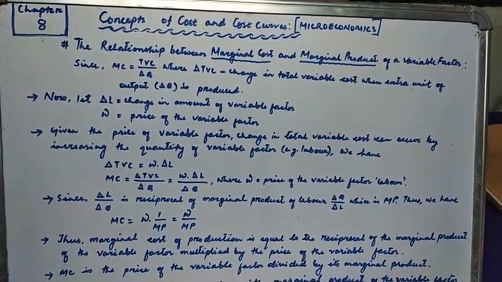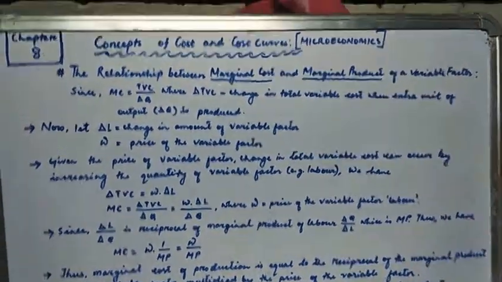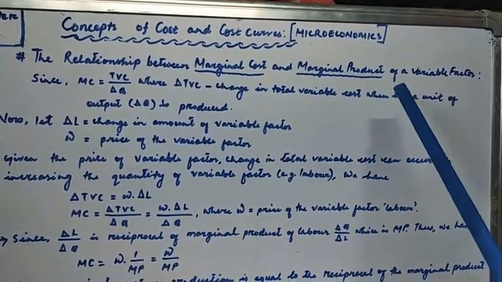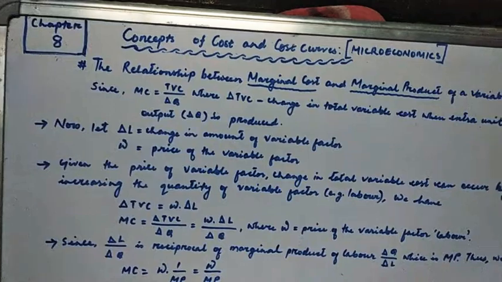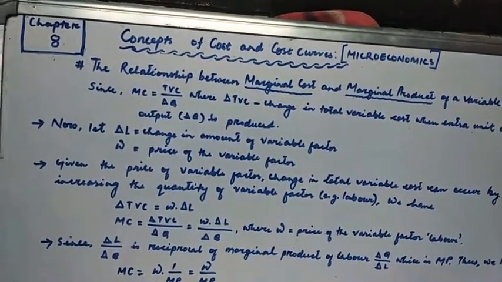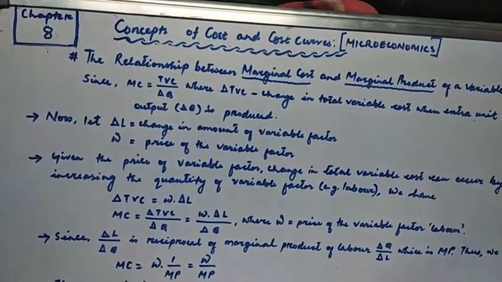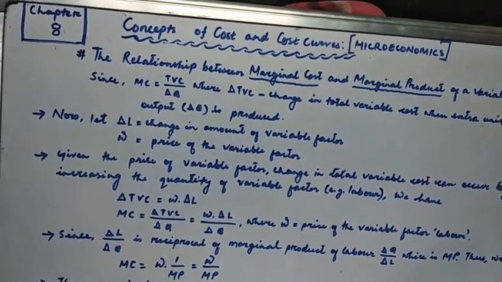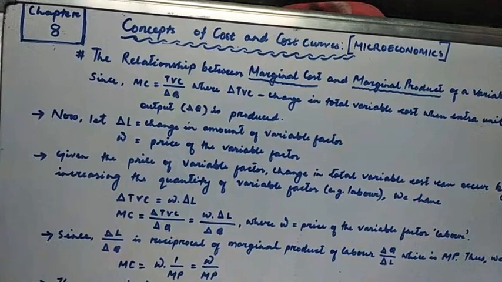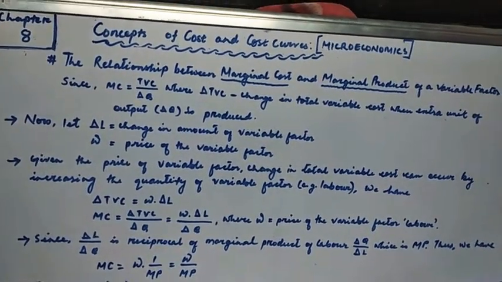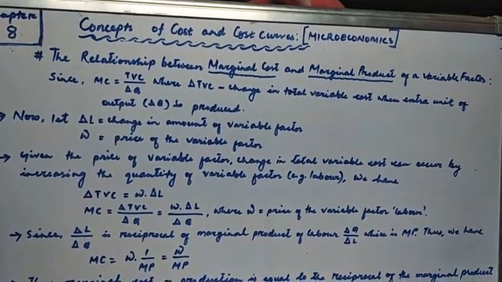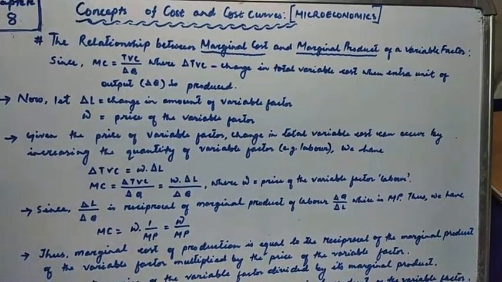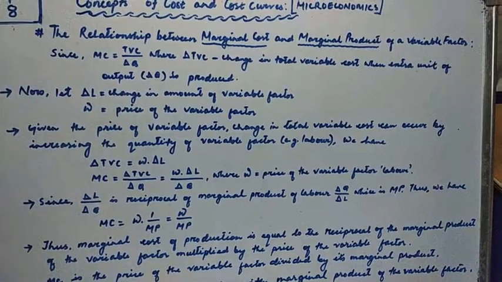So today's topic is the relationship between marginal cost and marginal product of a variable factor. In the previous class we discussed the relationship between average variable cost and average product. Here we will discuss marginal cost and marginal product, and we have discussed in the previous class what marginal cost is all about.